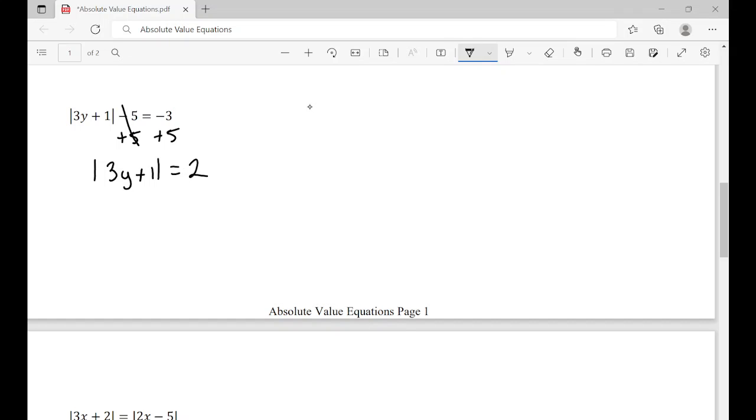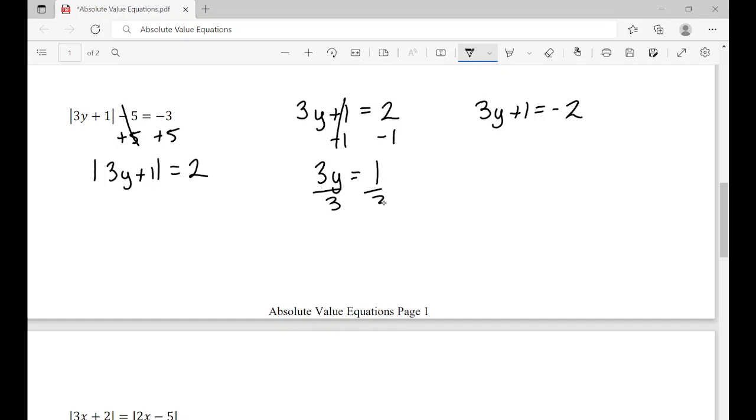So let's separate it into two separate equations. One positive and one negative. And now we're going to solve each one individually. So subtract 1 from both sides, 3y is going to equal 1, then divide by 3. y is going to equal a third. So we got one answer.